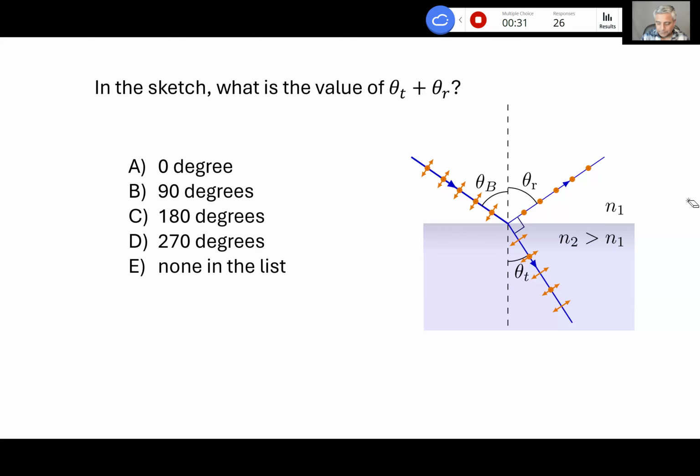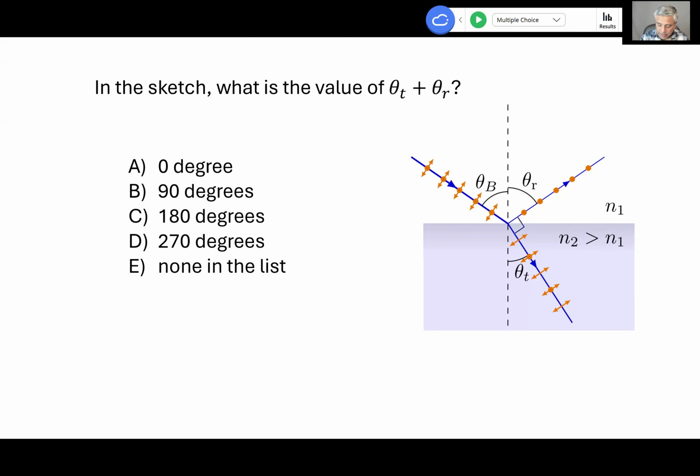30 more seconds. Oh, 5 more seconds. 5, 4, 3, 2, 1, and it stops.